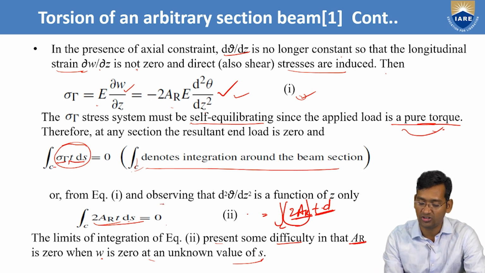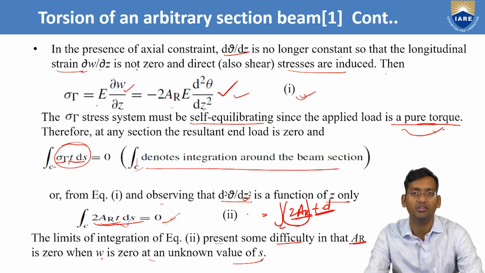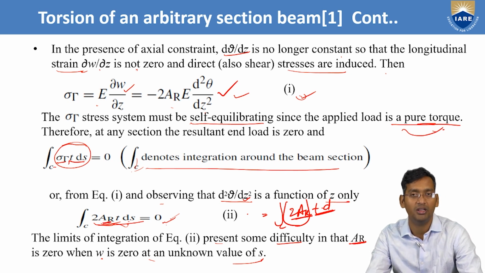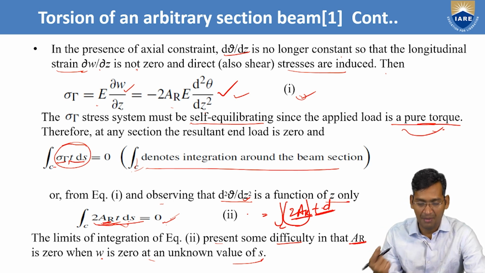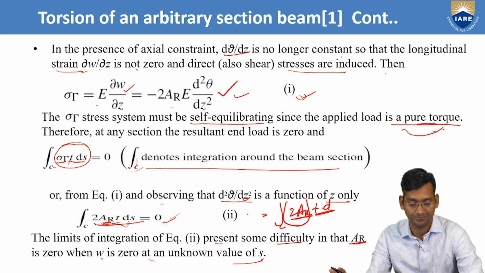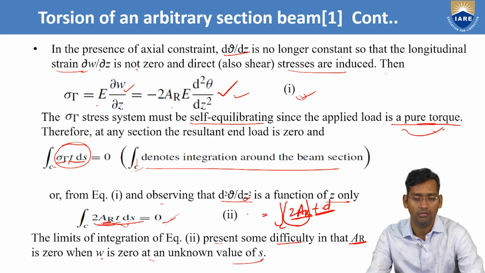Now from equation 1, d2 theta by dz square is a function of z only, so no other terms are there. From there, the closed integral of 2AR ds, after substituting, must also be equal to 0. Finding the limit of this integral is difficult, because AR is not 0. AR is not 0 even when warping is 0. So first we have to find the AR value, then substitute it here and integrate for the entire beam section.